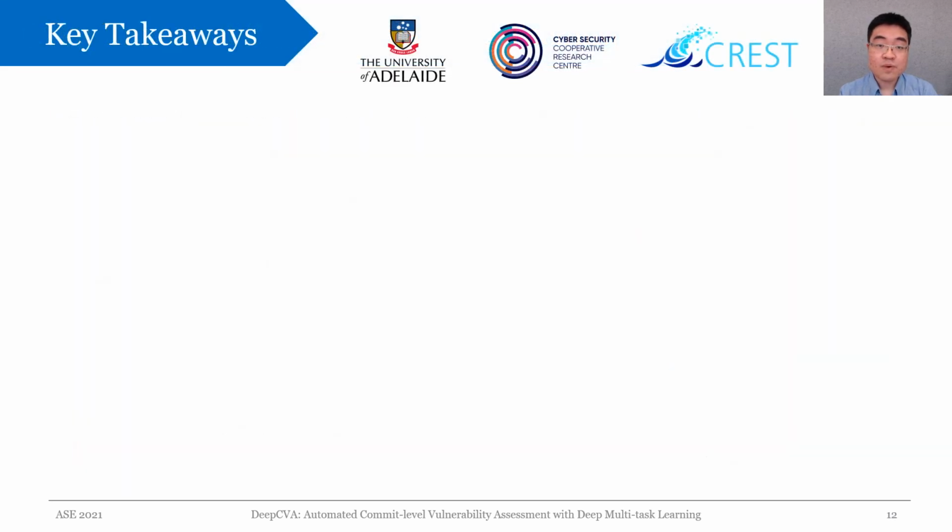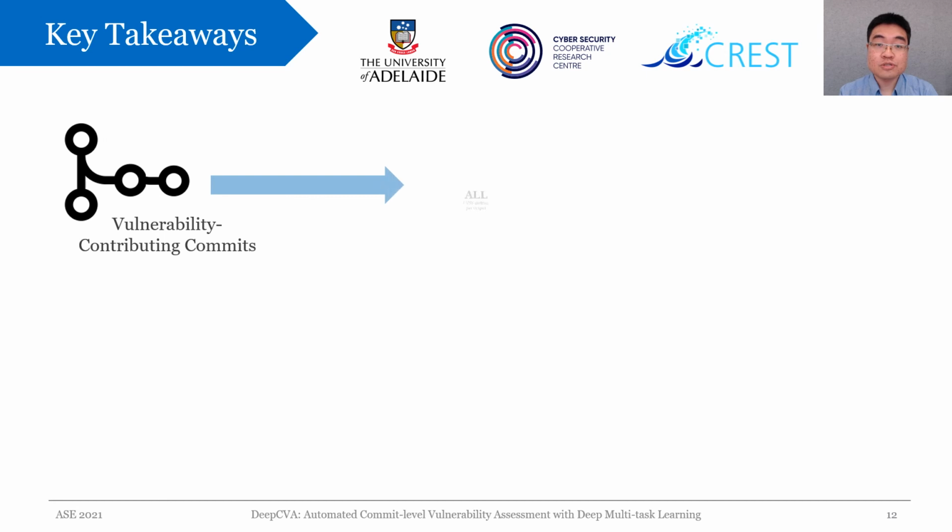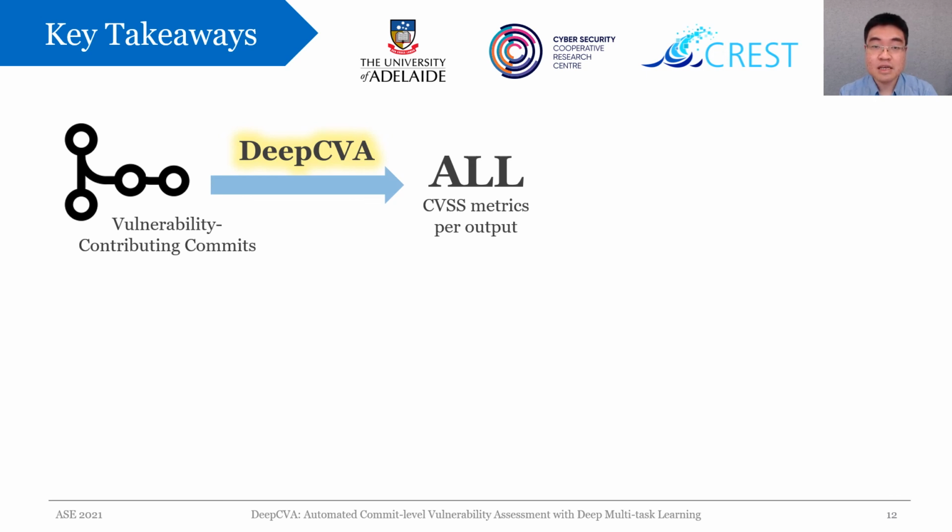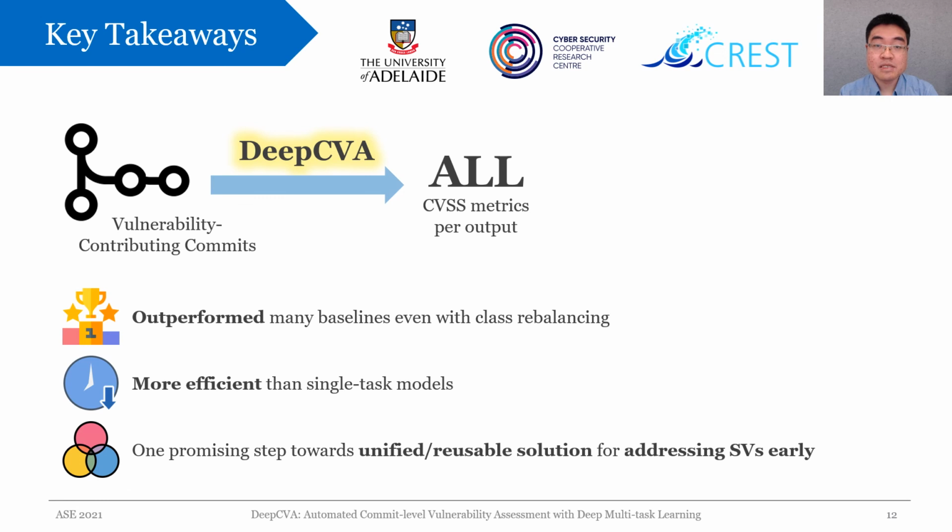Here are the key takeaways of our study. We're the first to tackle just-in-time vulnerability assessment and propose a novel deep learning model, namely DeepCVA, to make the first progress for this task. Through extensive experiments, we found that DeepCVA outperforms many baselines even without using class rebalancing techniques. Multitask learning also proves to be much more efficient than single-task models.